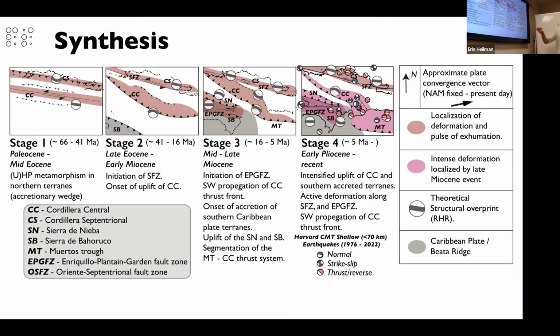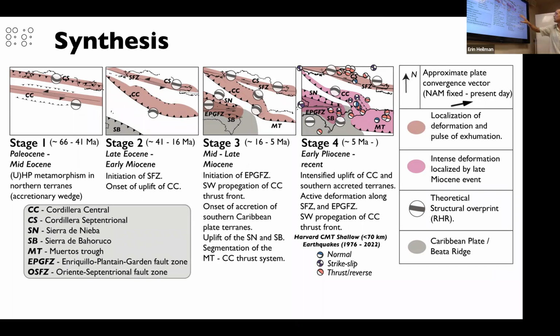And again, from the geology, we know this just simply from the onset of continental deformation. So everything is uplifting related to the accretion event. We also have some slickenlines that we didn't discuss showing more or less compression along the Bahoruco fault here.